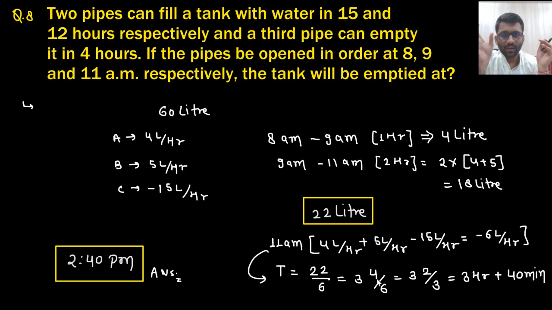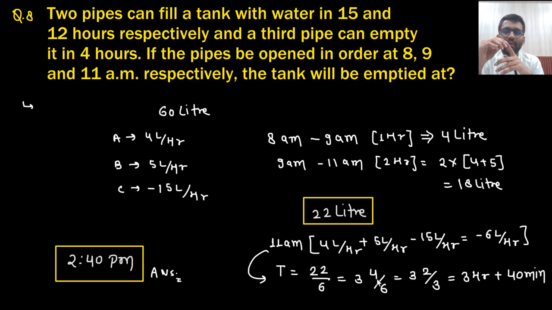60 liter tank, A can give 4, B can give 5, and C can take out 15. They are opened simultaneously. For the first hour, 4 liters was there. Then for the next 2 hours, 9 to 11, both of them were open. So 9 into 2 is 18, 22 liters we have now. Now at 11 a.m. all three are opened.